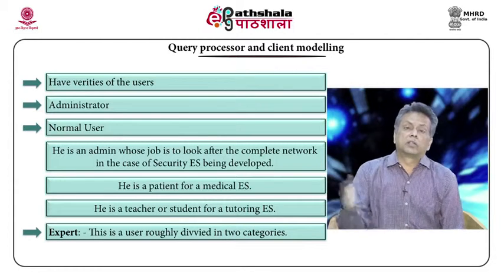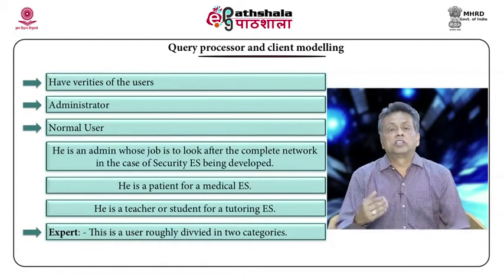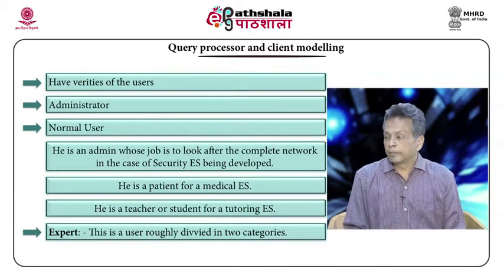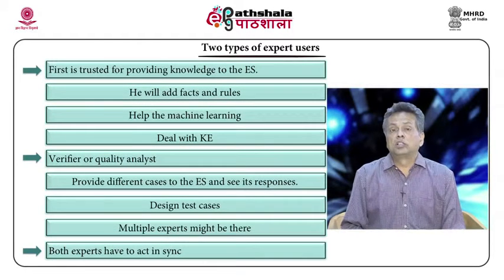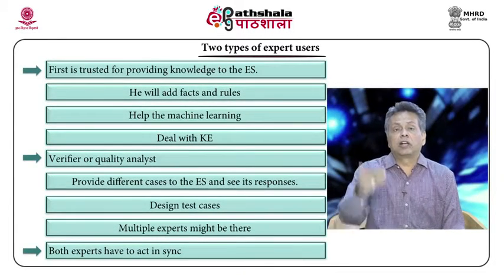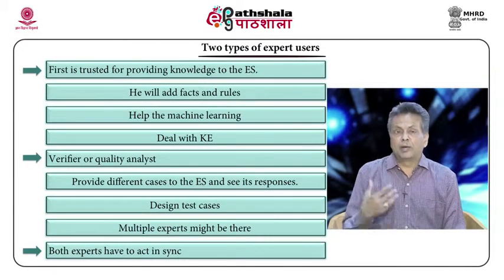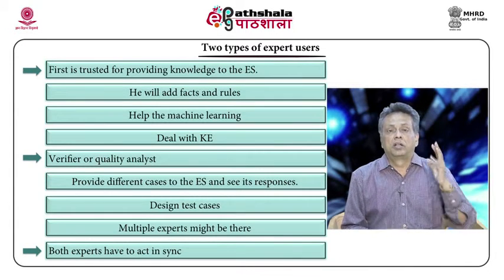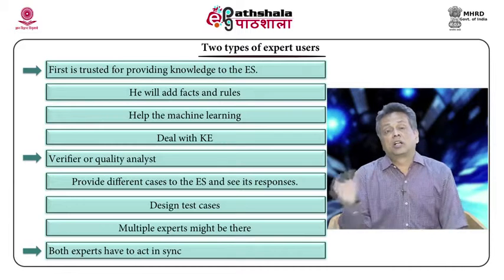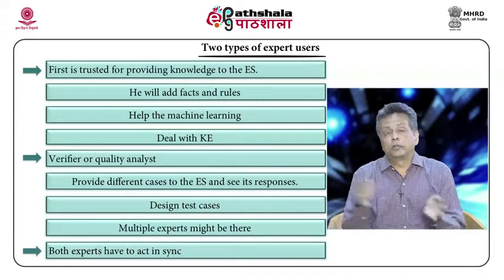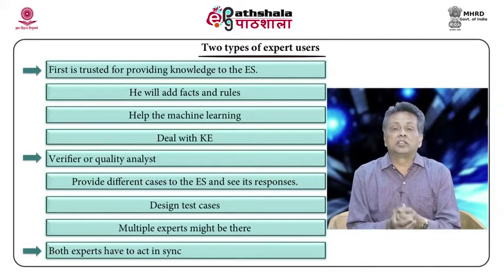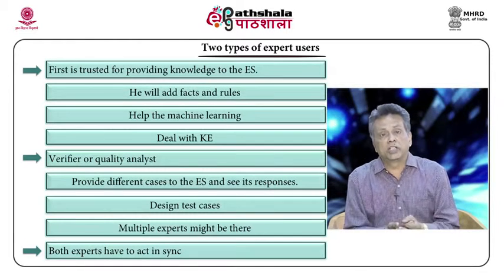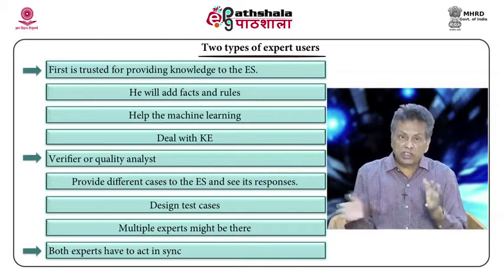Another example is a tutoring expert system, an expert system which teaches a student to do something. Then the student is the normal user here. An expert is the user who provides either the information or tests the information. For example, in a medical diagnosis system, a doctor who has provided the information, the rules of thumb and the method to diagnose disease is an expert. And there is a possibility that there is one more doctor who is providing test cases to assess the usefulness or the effectiveness of the expert system developed. He is also an expert. So, these are different types of users.